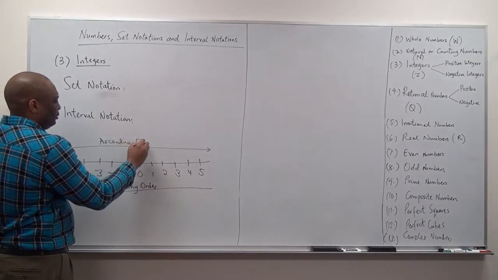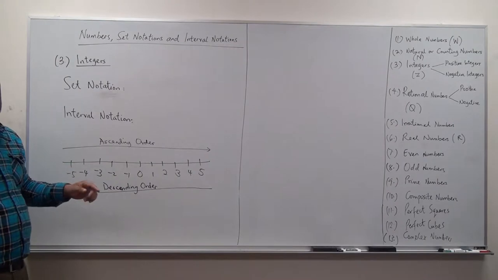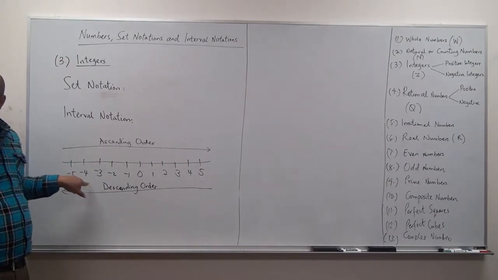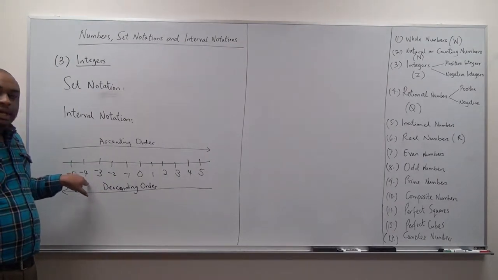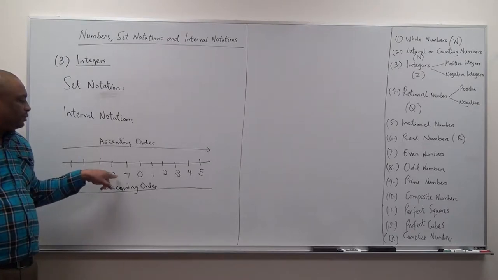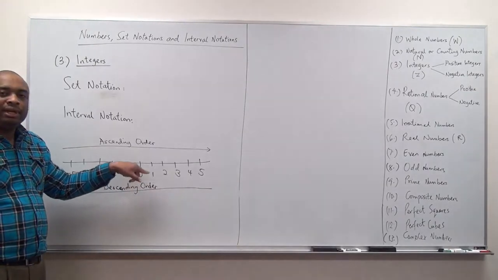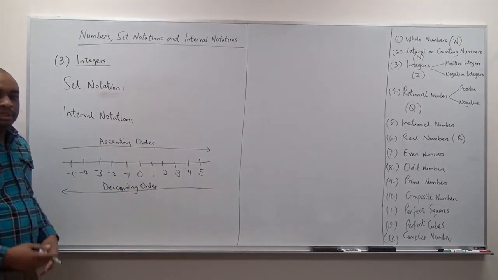Ascending order. Ascending order means from the least to the greatest. Negative 5 is less than negative 4. Negative 4 is less than negative 3. Negative 3 is less than negative 2. Negative 2 is less than negative 1. Negative 1 is less than 0. 0 is less than 1. And so on. The trend continues.